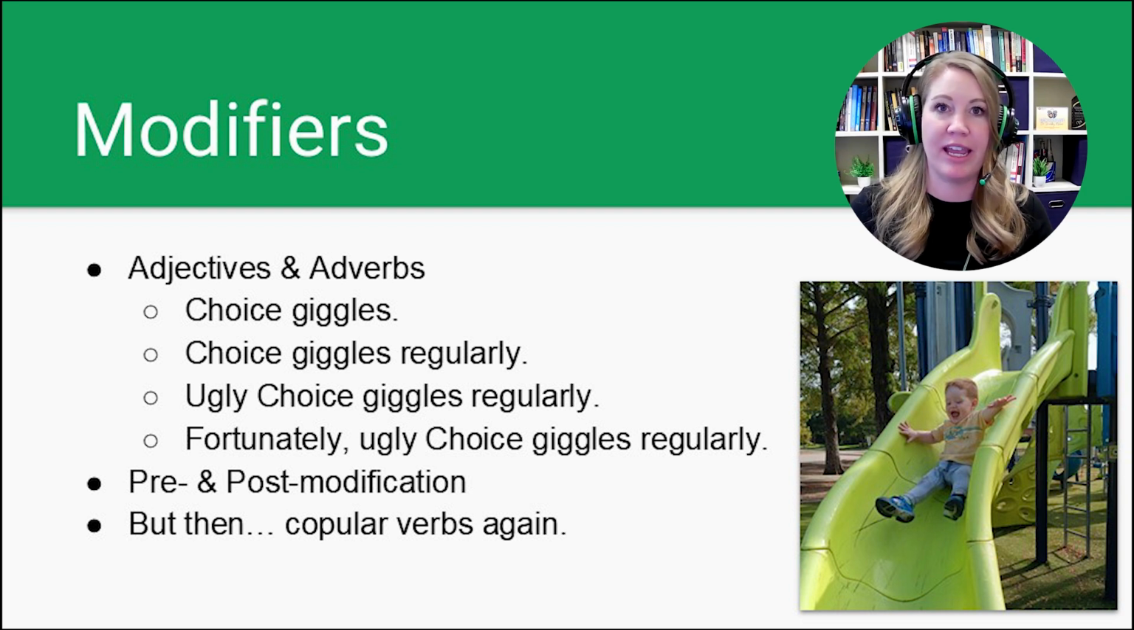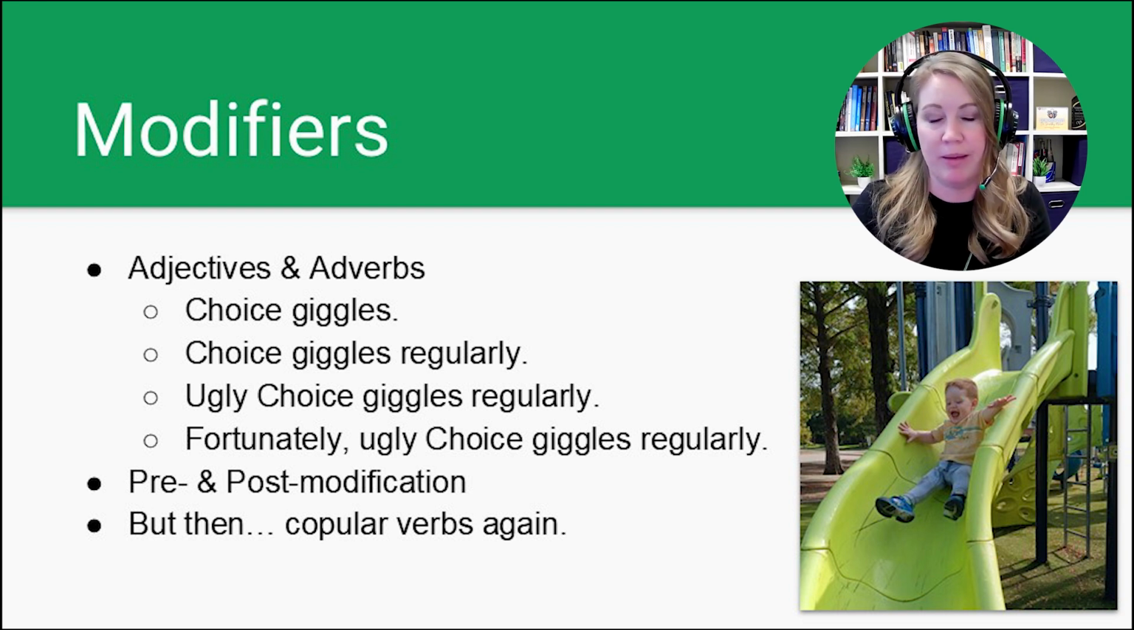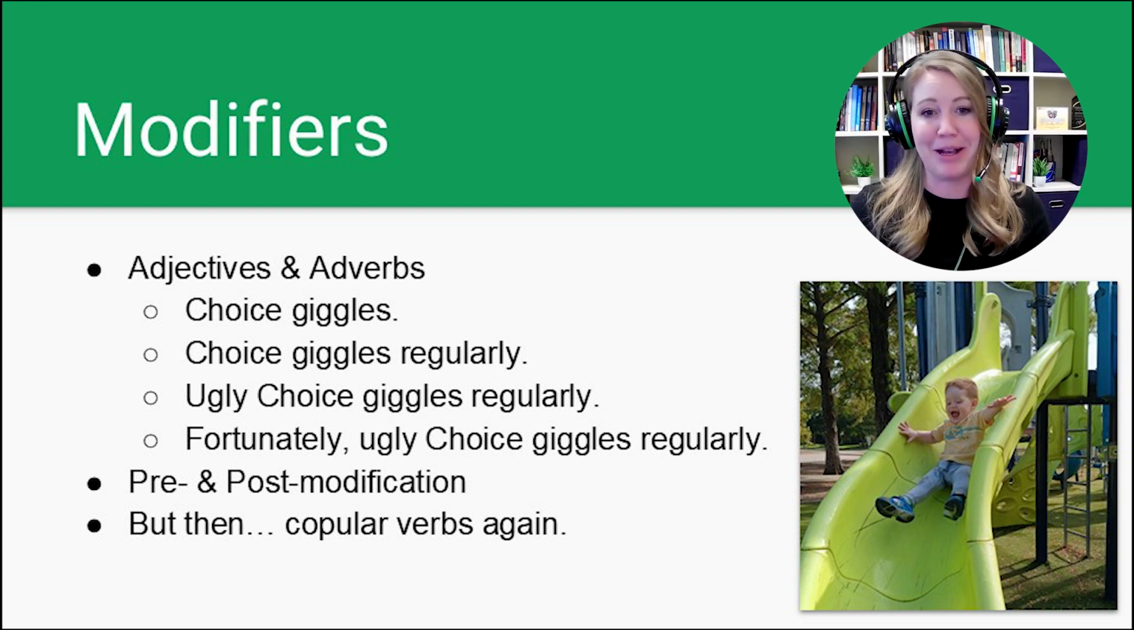So we still have the same predication, choice giggles, and then we have the adverb still regularly modifying the verb. But now we've added ugly. What is ugly doing in this sentence? It's not modifying giggles, right? Not one of you interpreted this sentence as saying the giggles themselves were ugly, right? Instead, ugly modifies the noun choice. It tells us more about the baby, about choice. So in this case, ugly modifies the subject of our predication. Again, I don't think my baby's ugly, but terrible example.